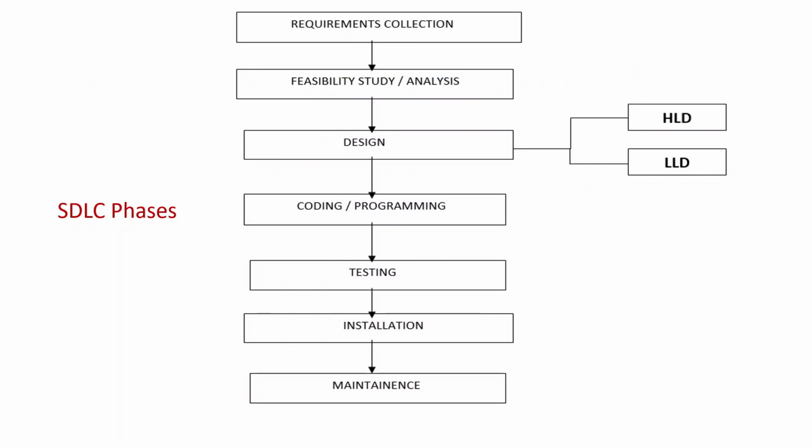So SDLC consists of 7 phases. The first one is the requirement collection phase, the second is the feasibility study or analysis phase, the third is the design phase, the fourth is the coding or programming phase, the fifth is the testing phase, the sixth is the installation phase, or we call it the deployment phase, and the last one is the maintenance phase. Now let's understand these one by one in detail. Don't worry, I'm going to explain.